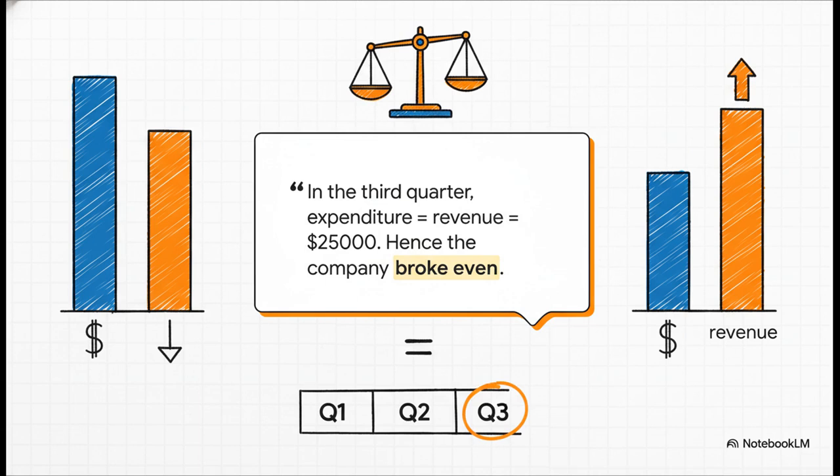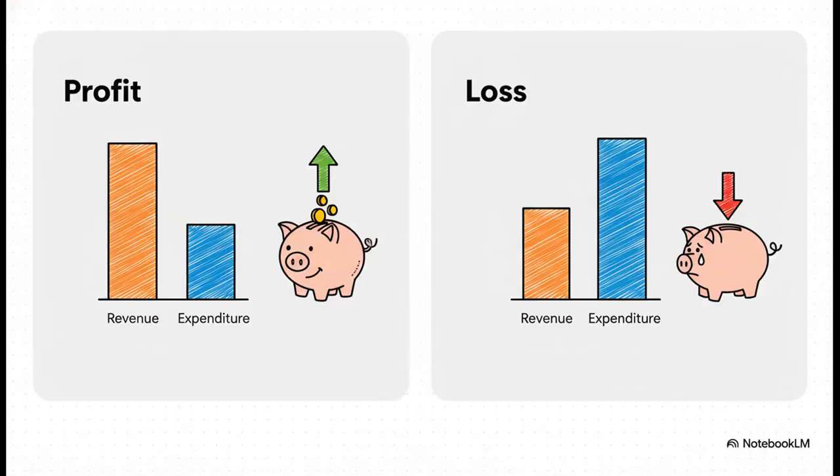Look at that third quarter, from July to September. The expenditure bar and the revenue bar are the exact same height. What does that mean? It means the company spent exactly as much as it made. They broke even. This gives us a super simple rule of thumb: if the revenue bar is taller, hey, the company made a profit. If the expenditure bar is taller, oops, it took a loss. It's a visual shortcut for profit and loss.